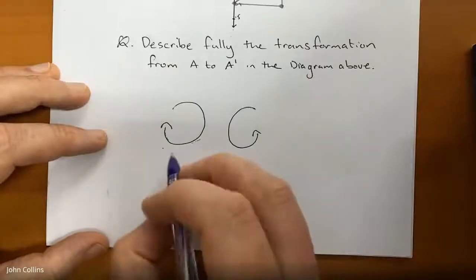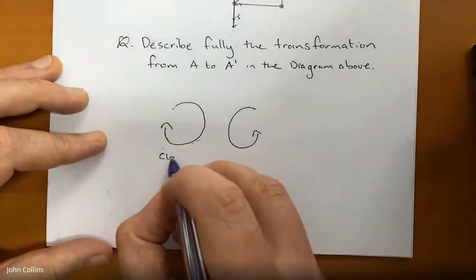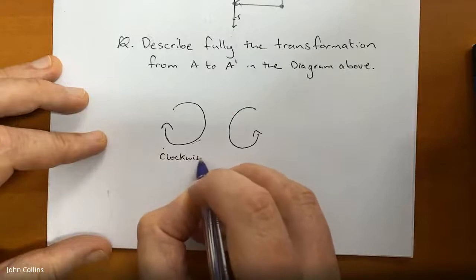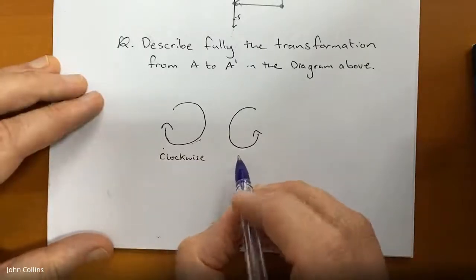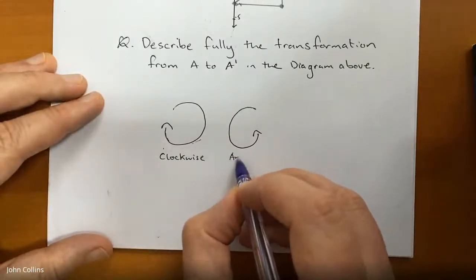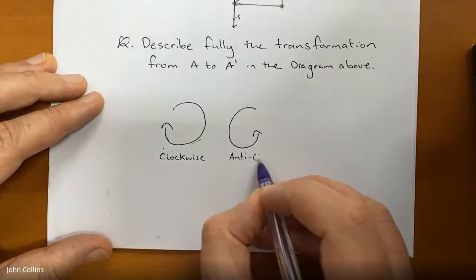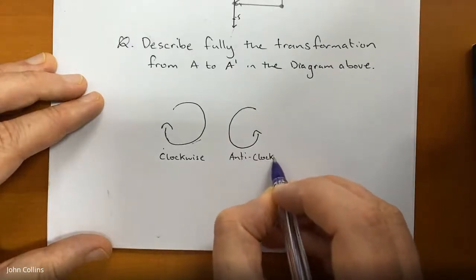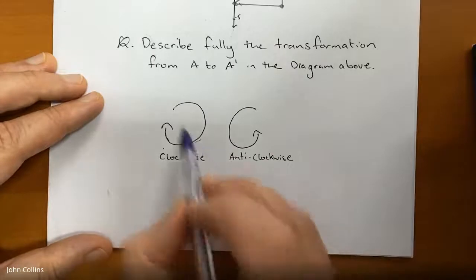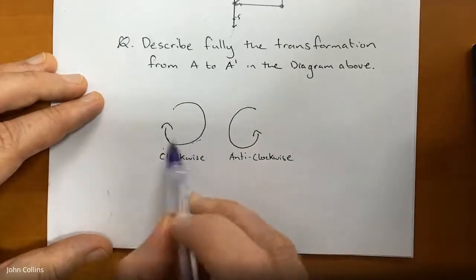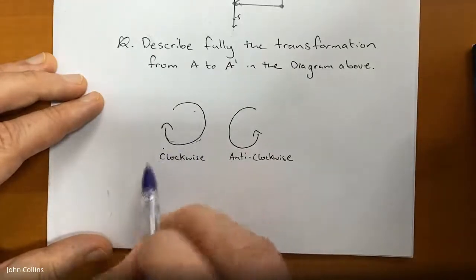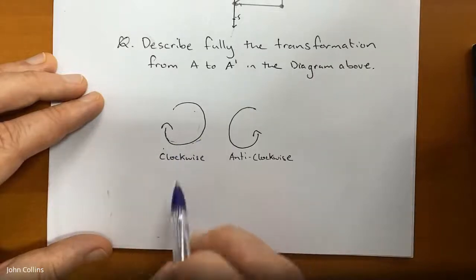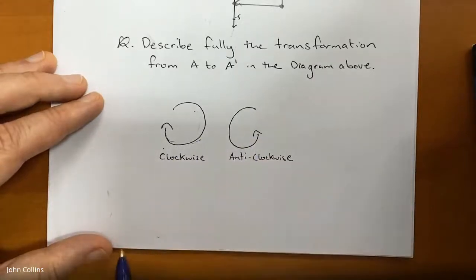Clockwise? Yeah, that's clockwise. And then what's the opposite to clockwise? Counterclockwise or anti-clockwise? Yes, either's fine. I use anti-clockwise, but counterclockwise is fine as well. So there's two ways. Why is that? Well, that's because of the way the clock goes. The hours go that way, minutes go that way, seconds go that way. And anti-clockwise is the opposite way.